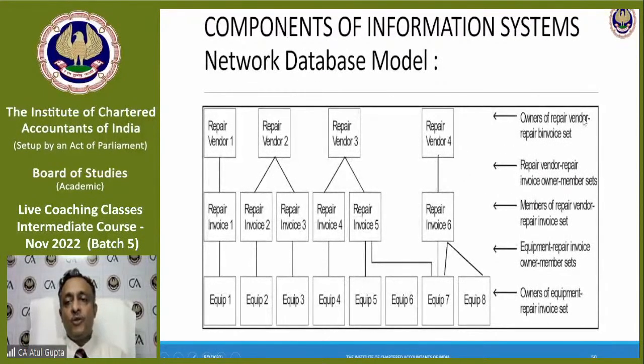This is probably how you create it. Vendor 1, vendor 2, vendor 3, repair vendors. Invoice 1. So vendor 2 gives 2 invoices. Vendor 3 gives 2 invoices. Vendor 4 gives 1 invoice. This is for equipment 1. Vendor 2 gives invoice for equipment 2, 3. Vendor 3 gives for 4, 5 and 7. So equipment 7 is being repaired by vendor 5, vendor 3 and vendor 4. So you see multiple relationships. That makes it network database model.